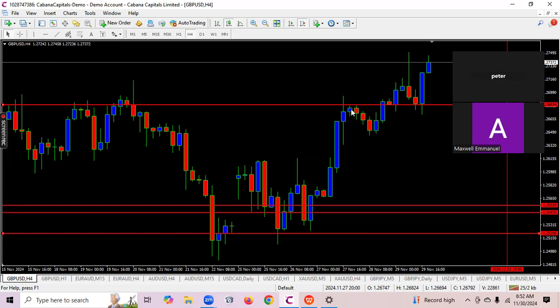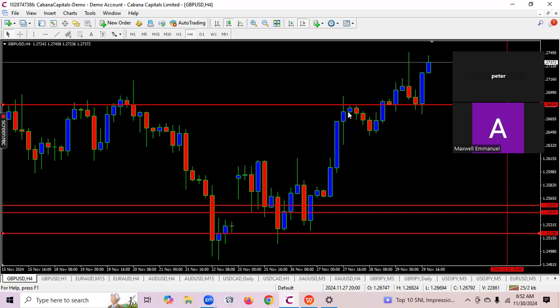And the spinning top that formed there is still bullish. This indicates that there are still buyers in the market. There are still some traders who are willing to push price up. Are you getting me? That's what this indicates. This is a bullish spinning top.